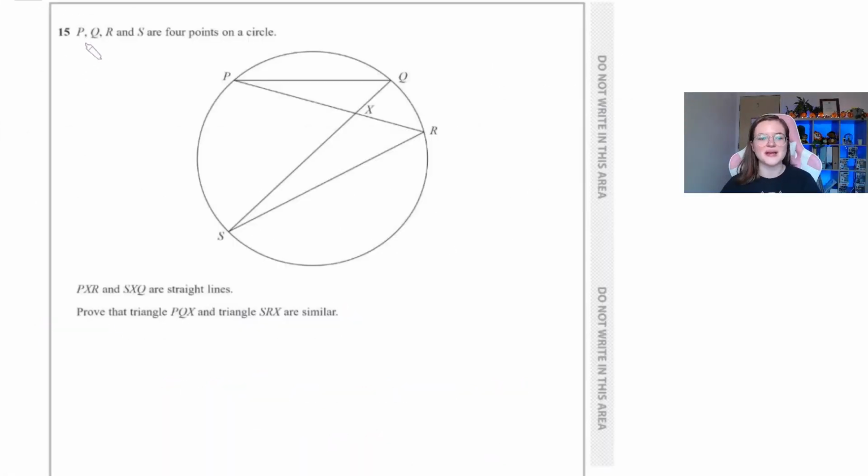Question 15. P, Q, R, and S are 4 points on a circle. P, X, R, and S, X, Q are straight lines. Prove that triangle P, Q, X and triangle S, R, X are similar. Okay, trying to test whether I can say letters in an order.